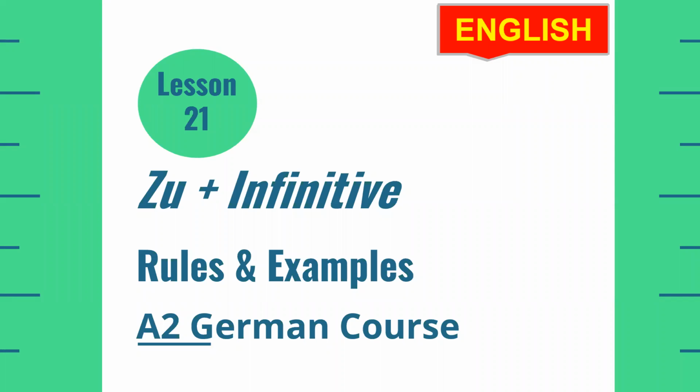Today is lesson number 21 of the A2 level of the German language course, and today our topic is zu plus infinitive. We will learn what zu plus infinitive is, when and how to use it, what rules we have to follow, and we will learn these rules with the help of examples. So let's start the lesson.